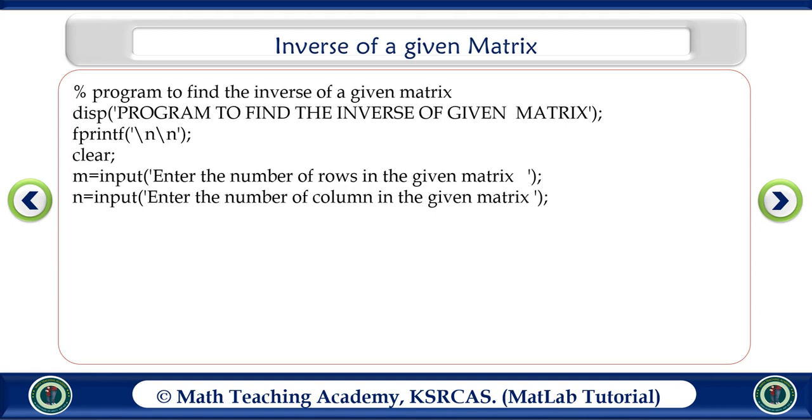Now we are going to receive the elements of the matrix one by one. This is achieved by the command a of i comma j is equal to input, enter the elements. What this command will do is the text enter the elements will be displayed on the screen and wait for the user to enter the value. After the user has entered the value, that value is stored in the variable named a of i comma j.